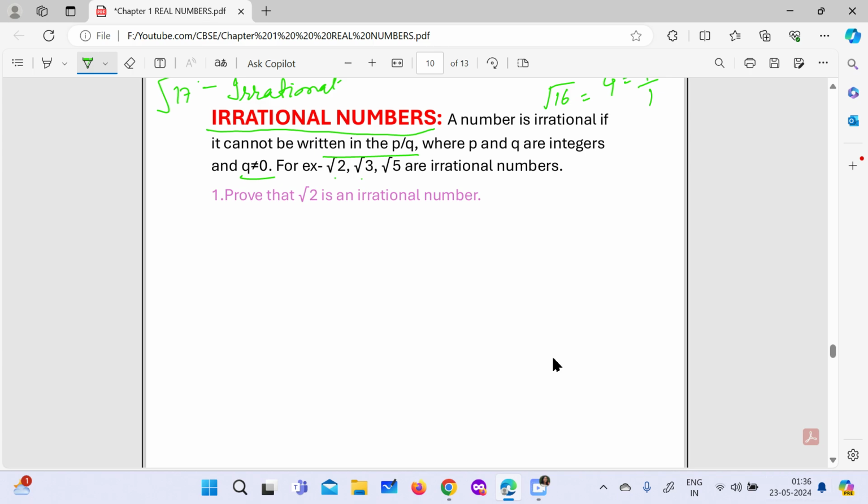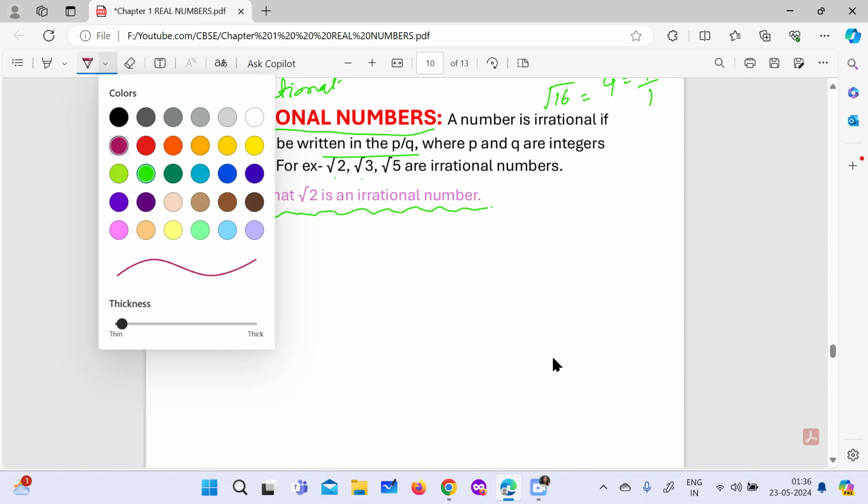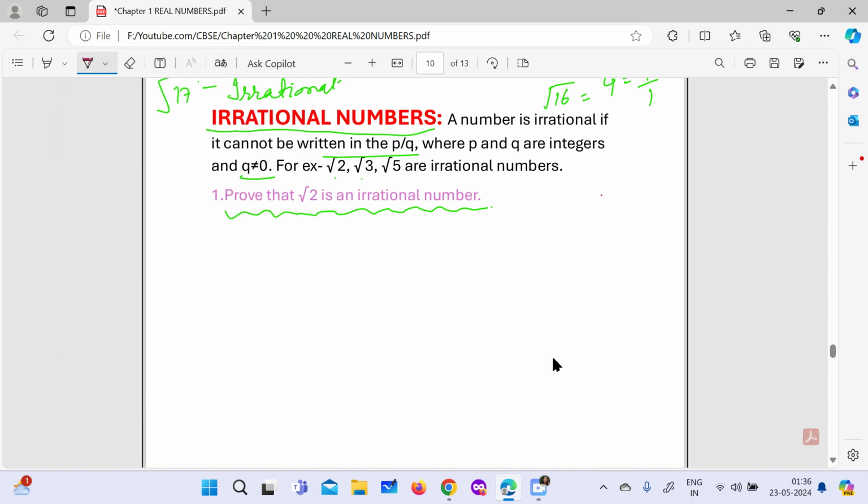Now, this is very, very important. This type of question comes in many forms. So your question is, prove that root 2 is an irrational number. Okay, so when we say that root 2 is an irrational number, what are the things we have to consider? That root 2 cannot be written in the form of p over q or a over b, whatever you can say.